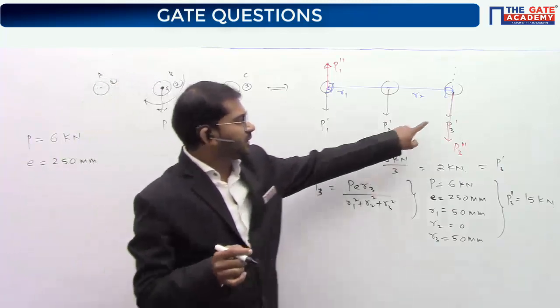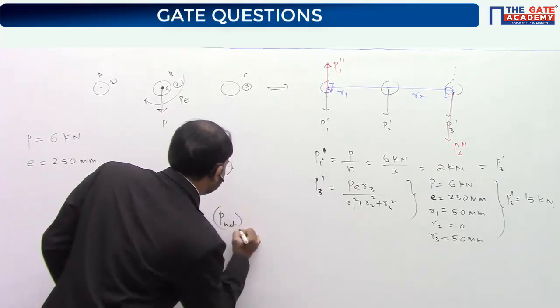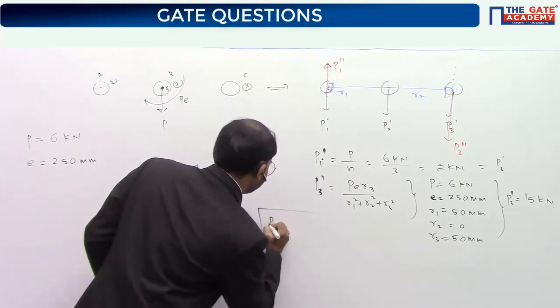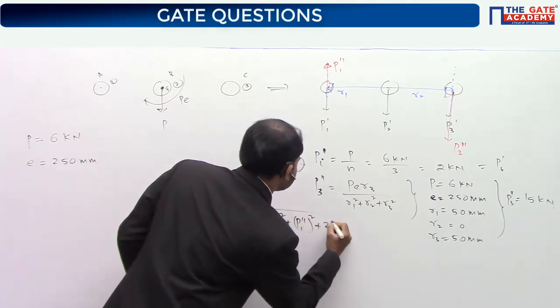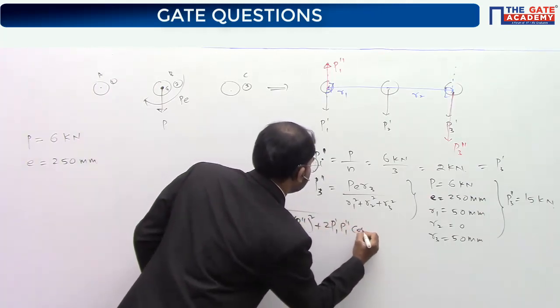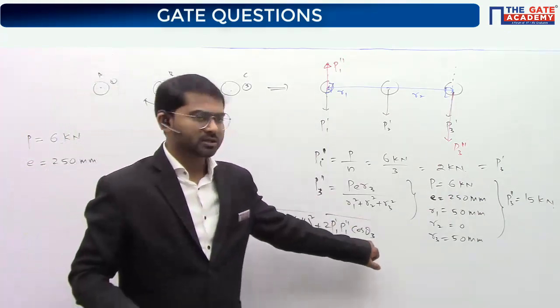Substituting here, the net value P net of the third one is equal to the square root of P1 dash square plus P1 double dash square plus 2 P1 dash P1 double dash cos theta 3. Because we are concerned about the third rivet here, cos theta 3.